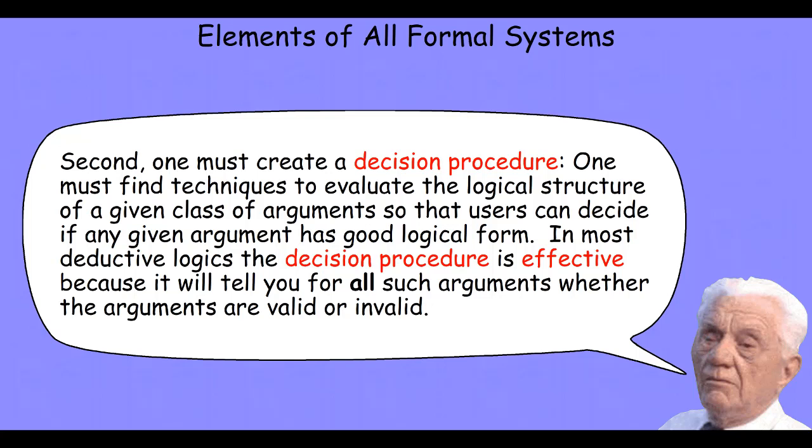In most deductive logics, the decision procedure is effective because it's going to tell you, for all such arguments, any instance of that argument class, whether or not that instance is valid or invalid. It's effective because it always gives you an answer. The answer is always correct.